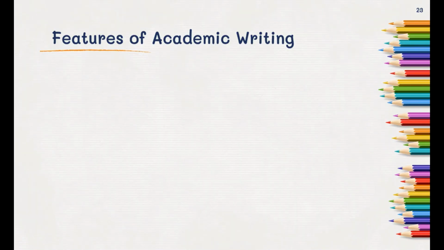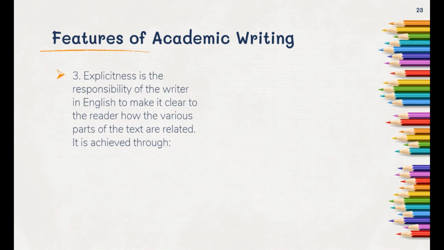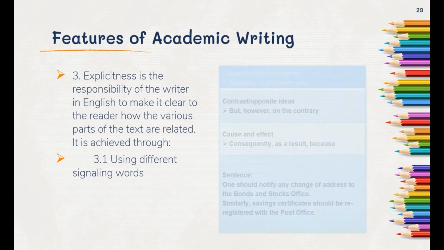Explicitness is the responsibility of the writer in English to make it clear to the reader how the various parts of the text are related. It's achieved through using different signaling words. Take a look at the table on your right.